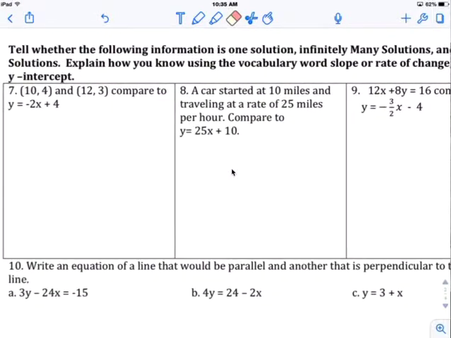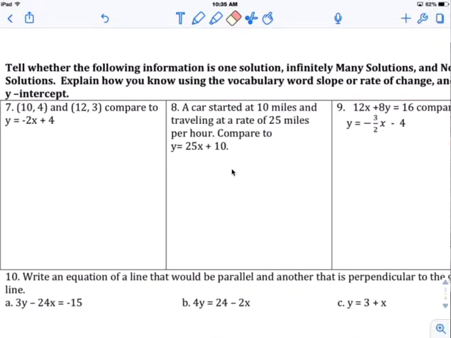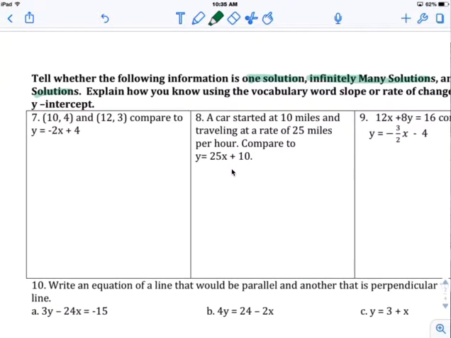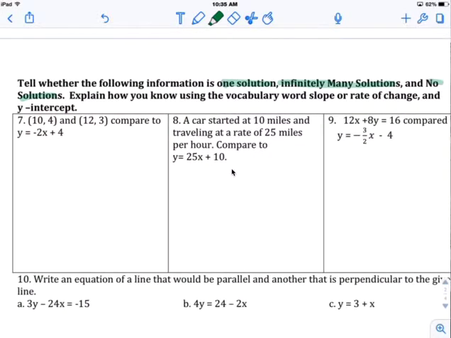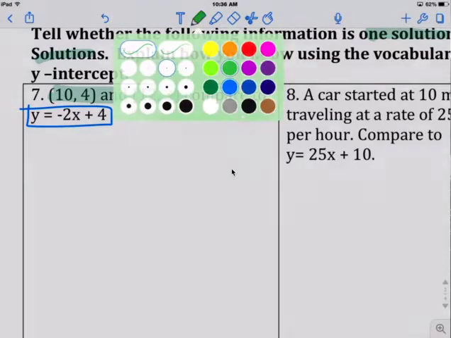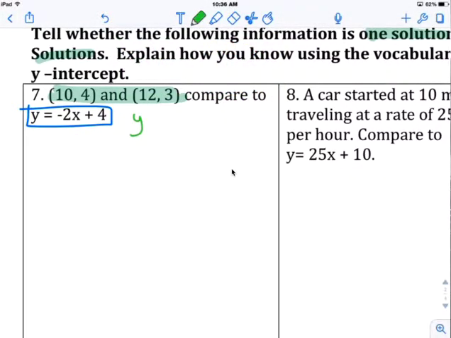So, to set you up: tell whether the following is one solution, infinitely many solutions, or no solution. Explain how you know using the vocabulary words slope, rate of change, and y-intercept. Here there's no y-intercept, so you have to use y minus y1 equals m times the quantity x minus x1.